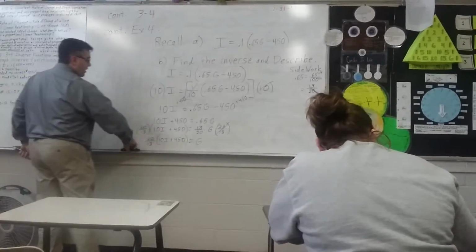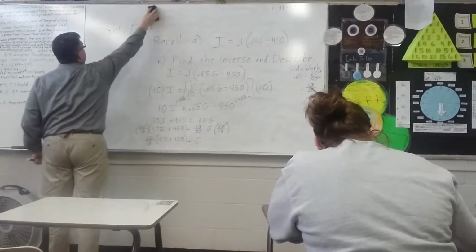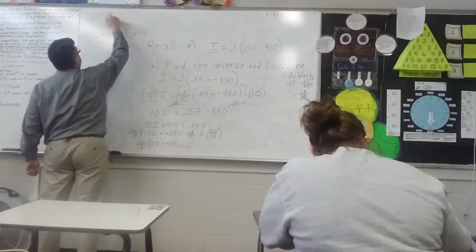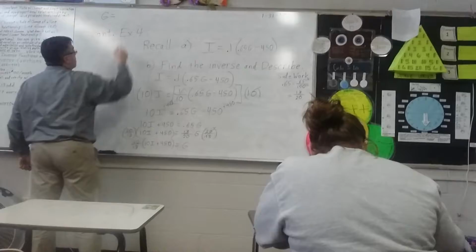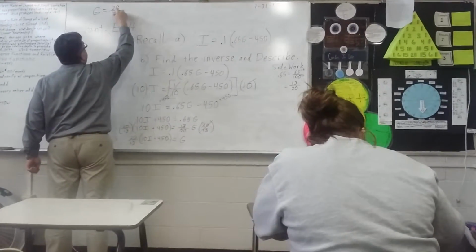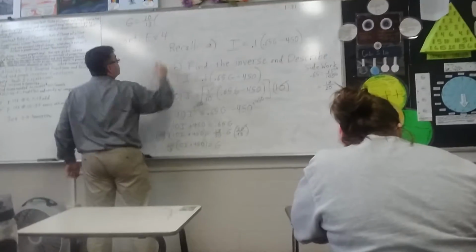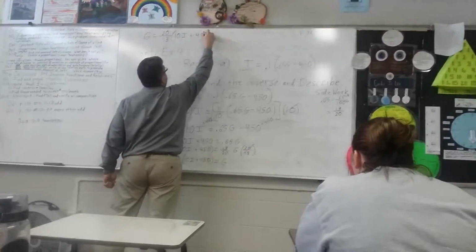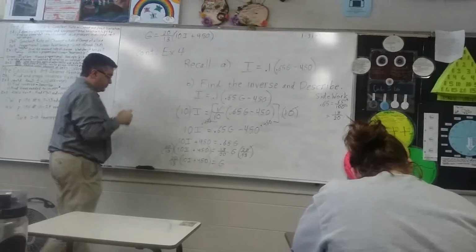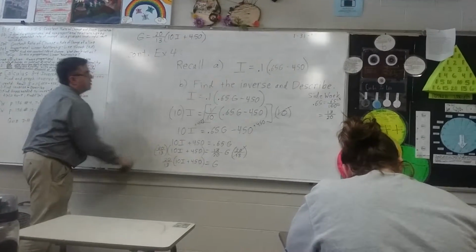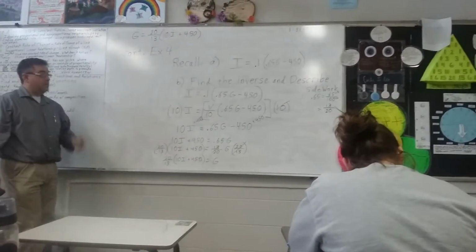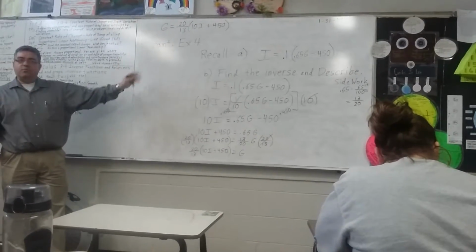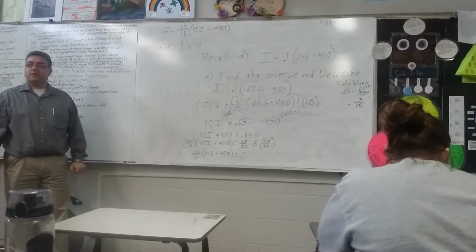And then I'm going to write that formula at the top here. So we've got G equals 20 over 13 times the quantity 10I plus 450. Any questions about this before I move on to part C?